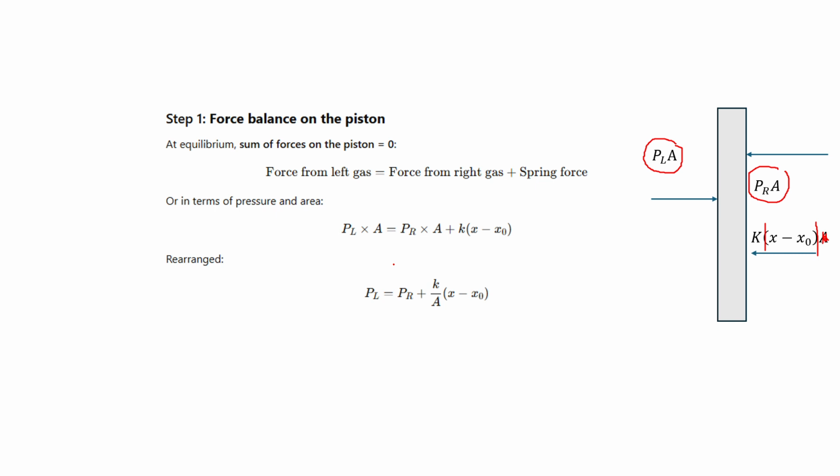So once we have the equilibrium condition, PL into A equals PR into A plus K into (X minus X naught). So the pressure on the left compartment is the pressure on the right plus K by A into (X minus X naught).